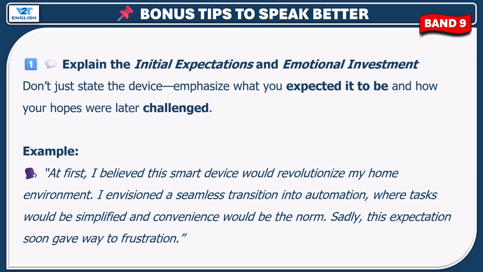Bonus tips to speak better. 1. Explain the initial expectations and emotional investment. Don't just state the device. Emphasize what you expected it to be and how your hopes were later challenged. Example: at first, I believed this smart device would revolutionize my home environment. I envisioned a seamless transition into automation, where tasks would be simplified and convenience would be the norm. Sadly, this expectation soon gave way to frustration.